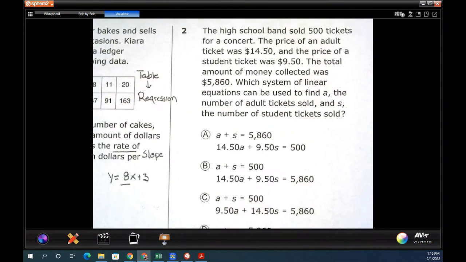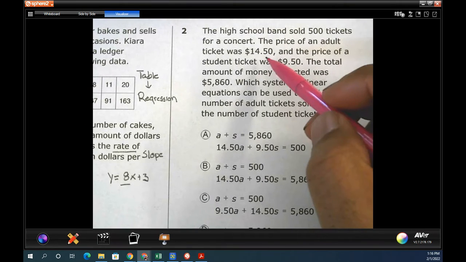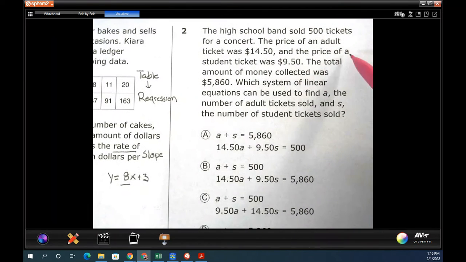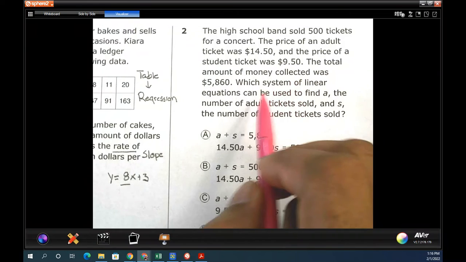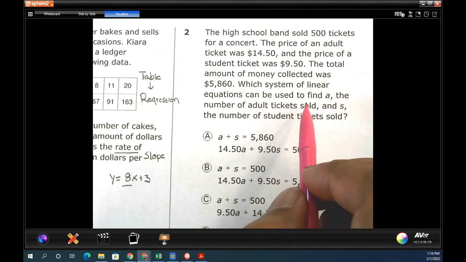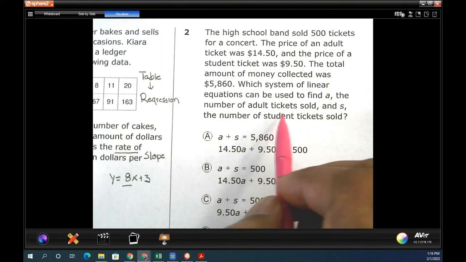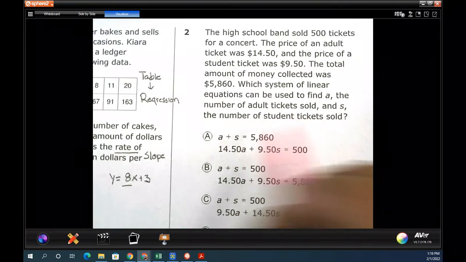The high school band sold 500 tickets for a concert. The price of an adult ticket was $14.50, and the price of a student ticket was $9.50. The total amount of money collected was $5,860. Which system of linear equations can be used to find A, the number of adult tickets sold, and S, the number of student tickets sold?